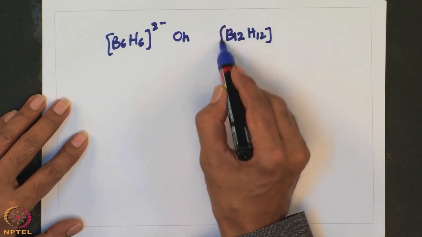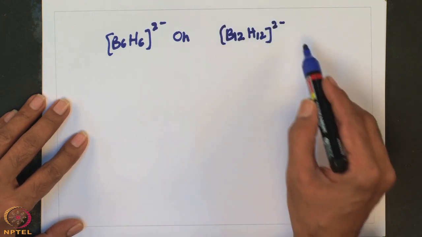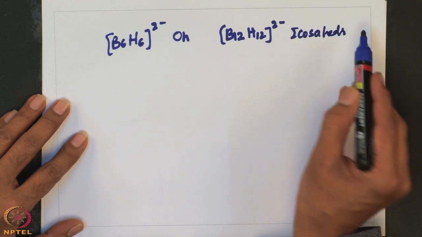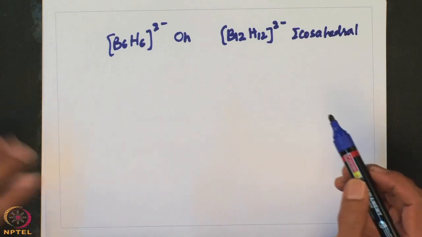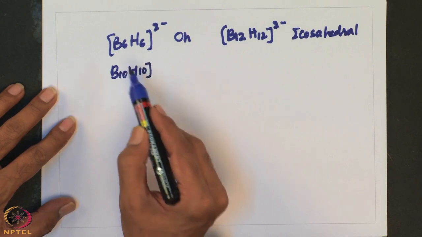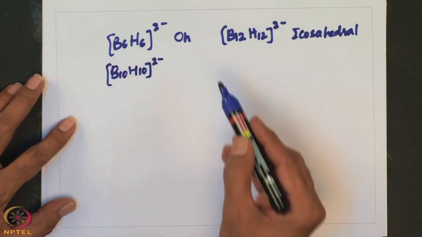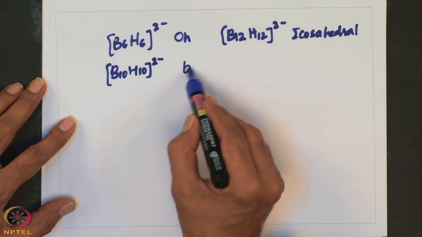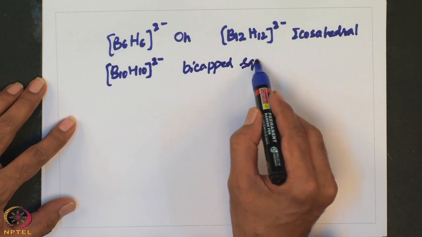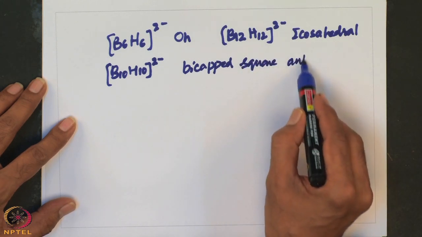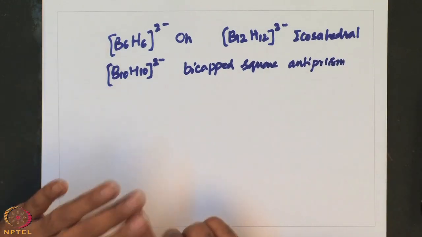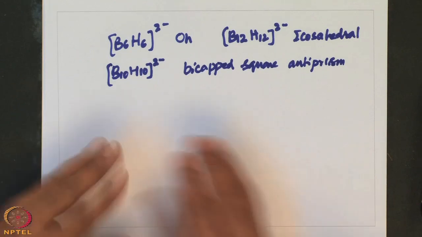B12H12 2 minus has icosahedral structure, and another one is B10H10 2 minus that shows bicapped square antiprism. Okay. So, let us look into these 3 problems one at a time to make you familiar with Wade's rules.